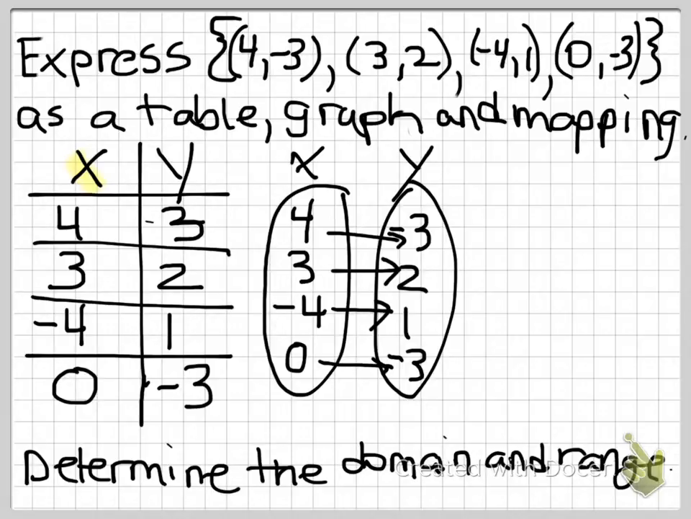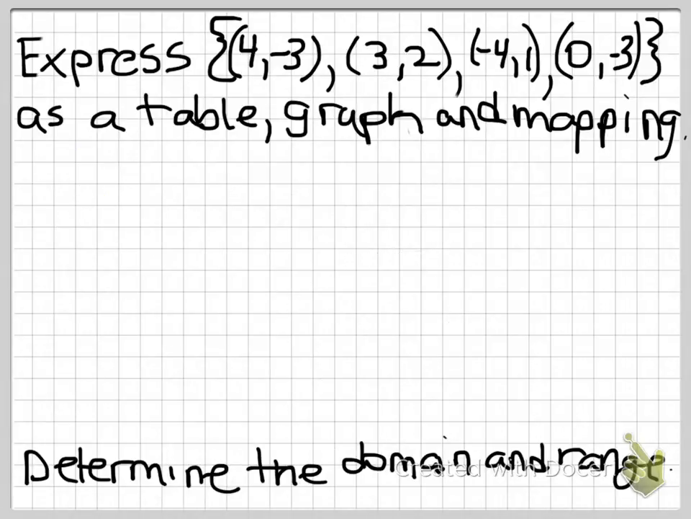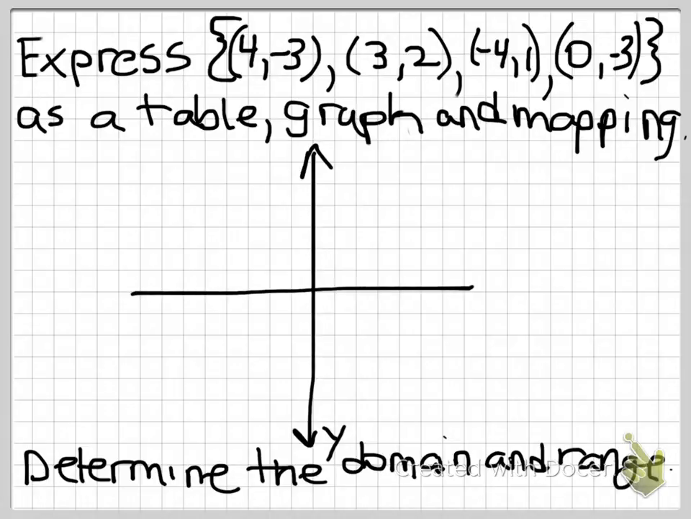And then the last representation is going to be the graph. I'm going to erase this here. We're going to draw the y-axis. I keep switching the axis and the coordinate. And the x-axis. And then we look at our ordered pairs.